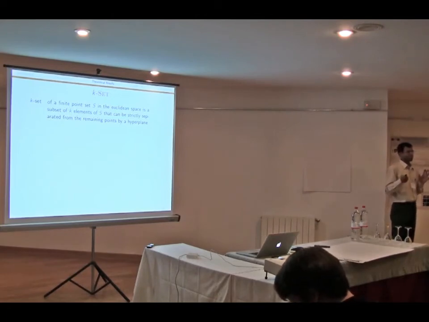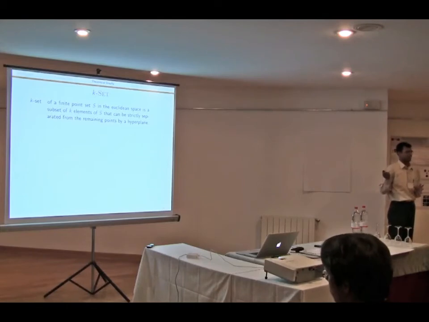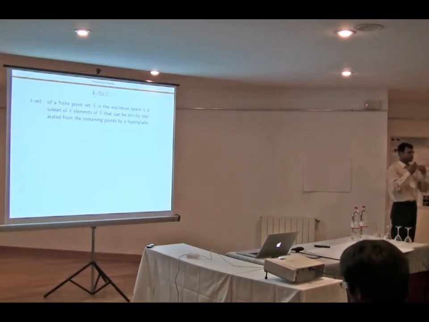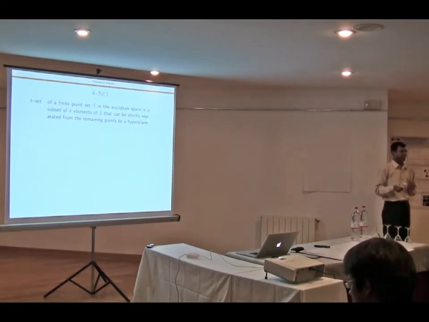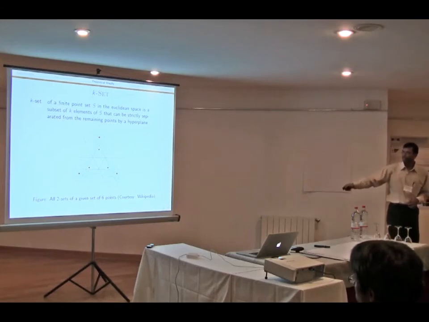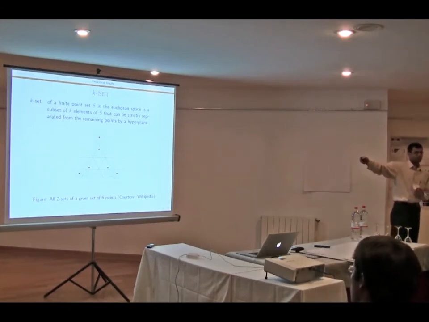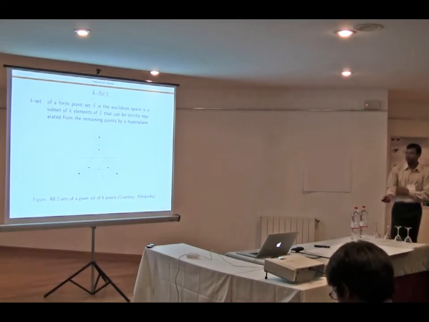A K-set of a set of points in Euclidean space is a subset of size k such that those points can be separated from the rest of the points using a hyperplane. This I took from Wikipedia, where I have given 6 points and 2 subsets which can be separated from the others.